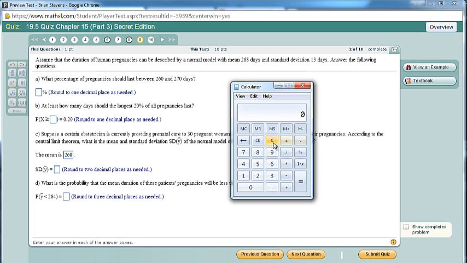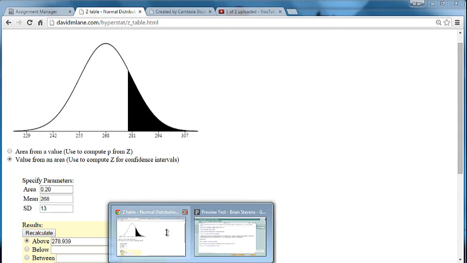And let's do this right here. Square root of 30. I cannot do anything right today, apparently. 30 square root, I did copy, and now 13 divided by the square root of 30, which I stored in there. So this is the new standard deviation for a sample size of 30.